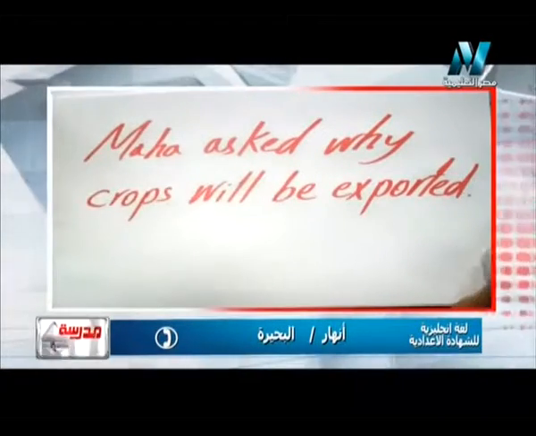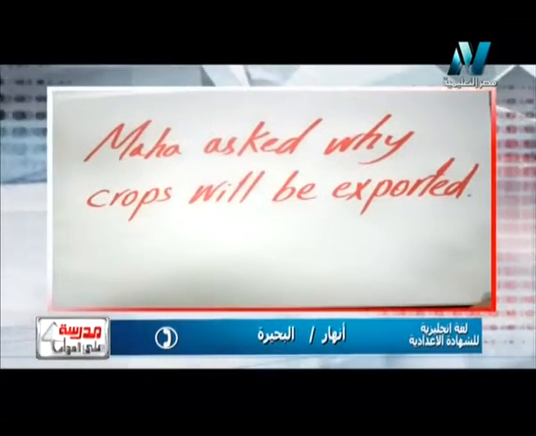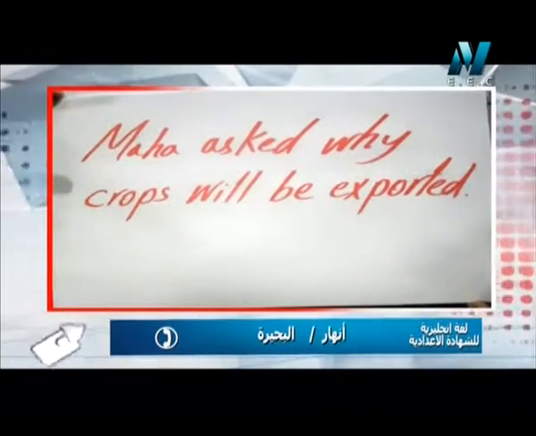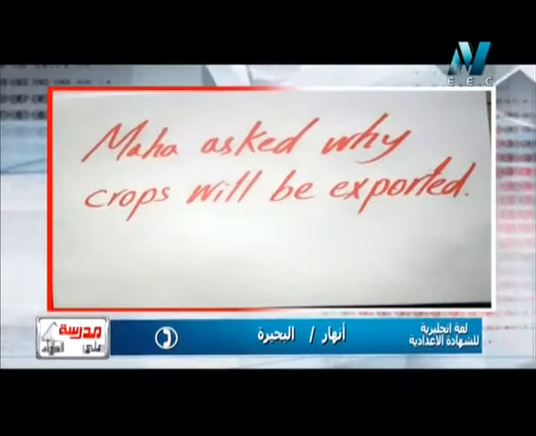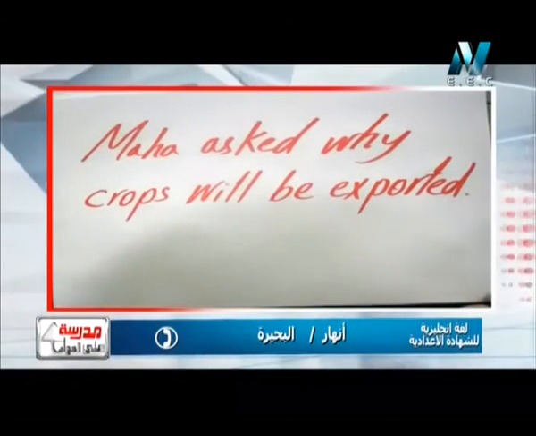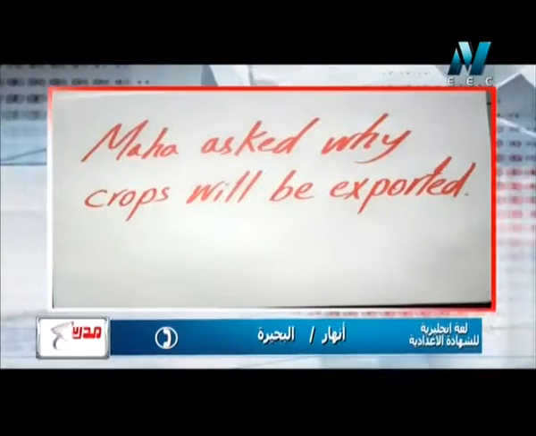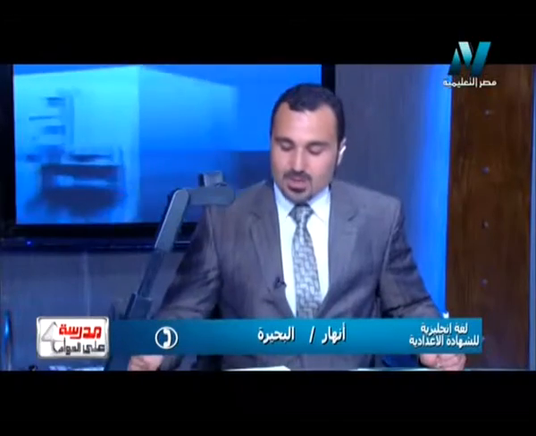Okay, so we can reply to Maha saying because crops will be exported because we are going to reclaim more land. Again, crops will be exported because we're going to reclaim more land. This is the answer of your question, Anhar, and thank you very much.